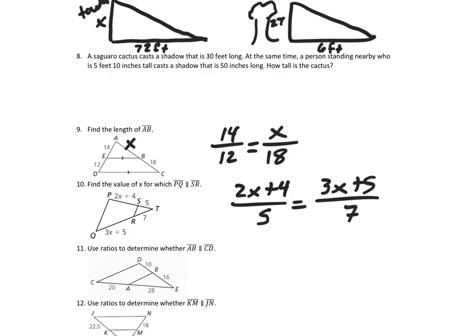On one like this, it's really important that you put parentheses around those expressions, because when I cross multiply here, I'm going to take 5 and I have to distribute it to the 3x plus 5. Okay? So you got to be really, really careful.